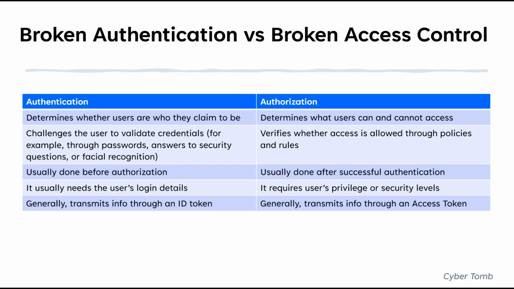Authentication usually is done before authorization, of course, as we have to authenticate first, and authorization is usually done after successful authentication, when we can check what we are allowed to do. Authentication usually needs the user's login details, while authorization requires users' privilege or security levels. And last, authentication generally transmits information through ID tokens, while authorization generally transmits information through an access token.